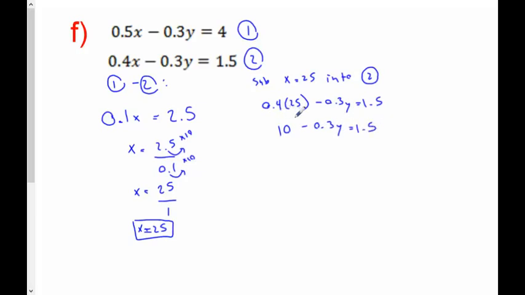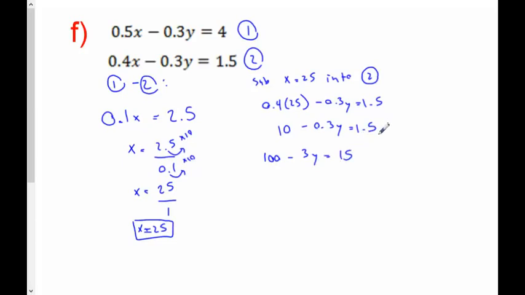All right, if I multiply 0.4 times 25, that gives me 10. And I have 10 minus 0.3y equals 1.5. On Wednesday, on the worksheet that we had Wednesday, we looked at solving an equation with decimals in it. And to get rid of those decimals, if this is 0.3, right, which is 3/10, if I multiply everything here by 10, then I can get rid of all the fractions that I have. So if I multiply everything by 10, I end up with 100 minus 3y equals 15.